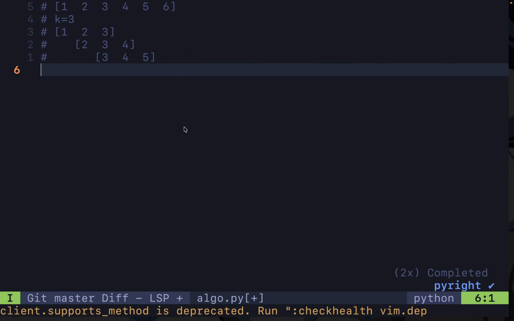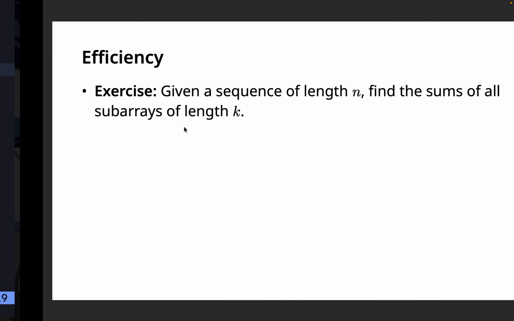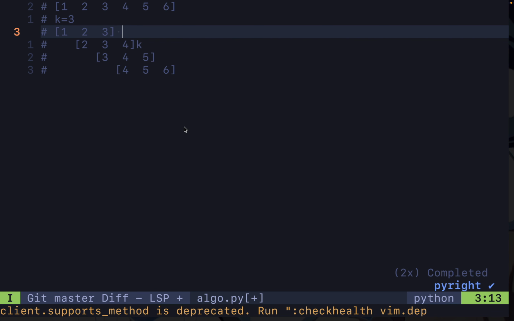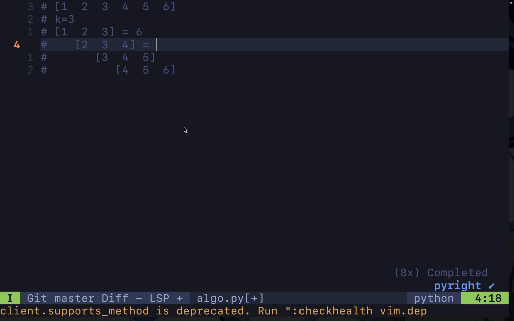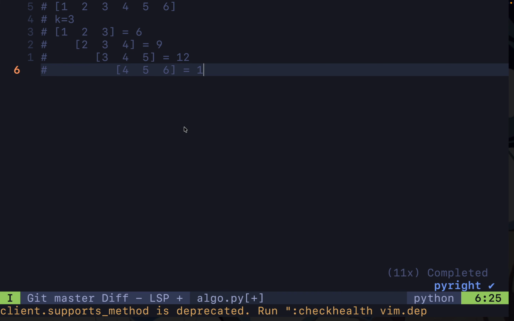Then finally, we have 4, 5, and 6. So these are the subarrays, and you want to find the sum of each of these. So this has a sum of 6, this has a sum of 9, this has a sum of 12, and this has a sum of 15.